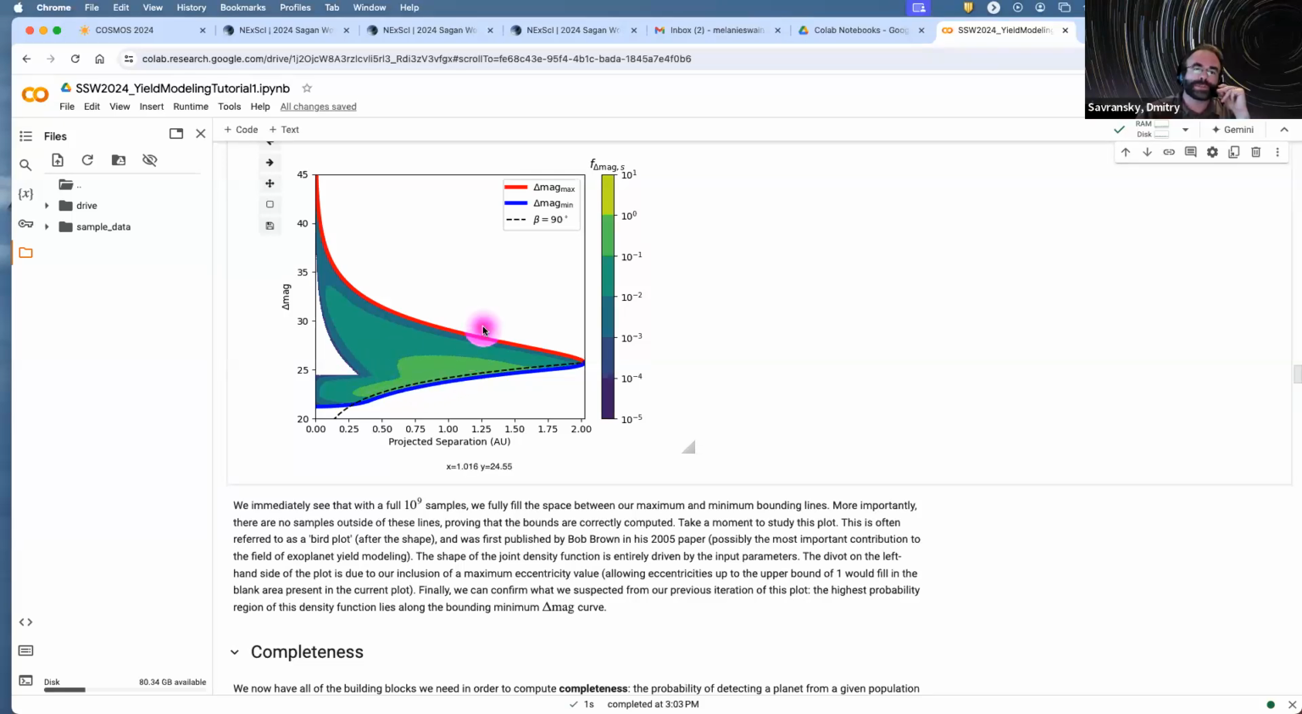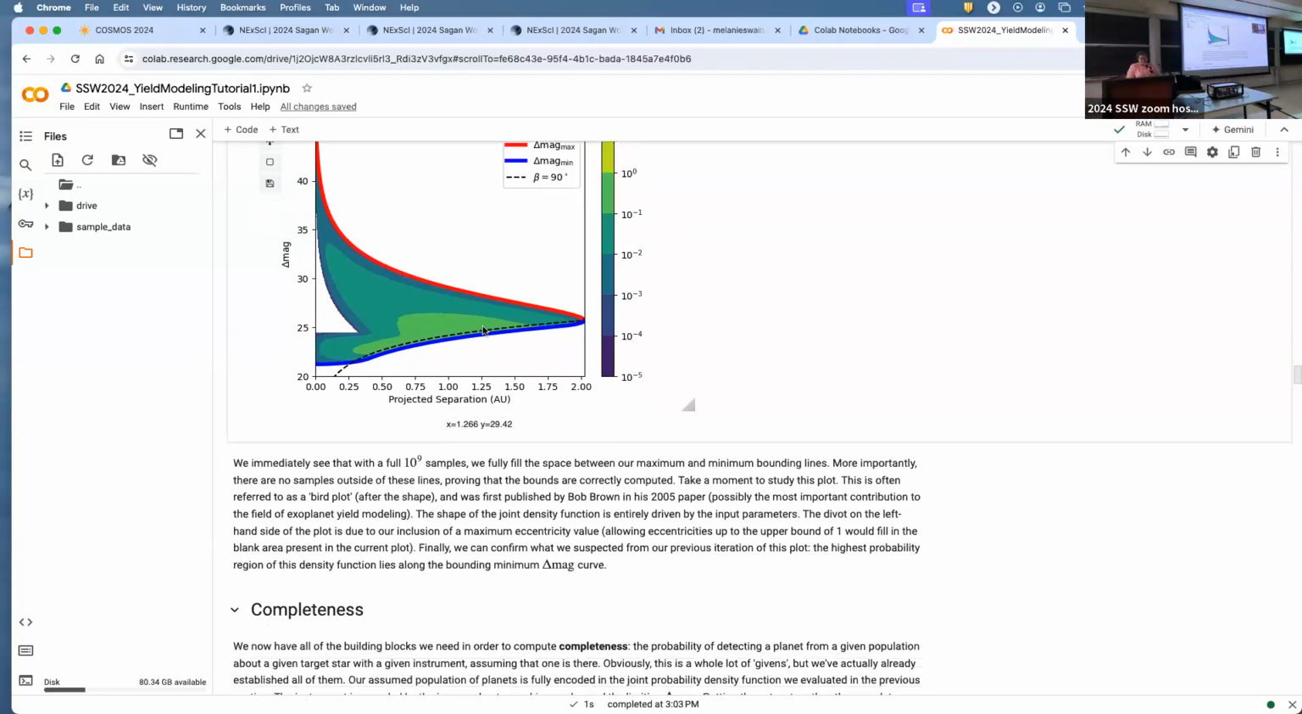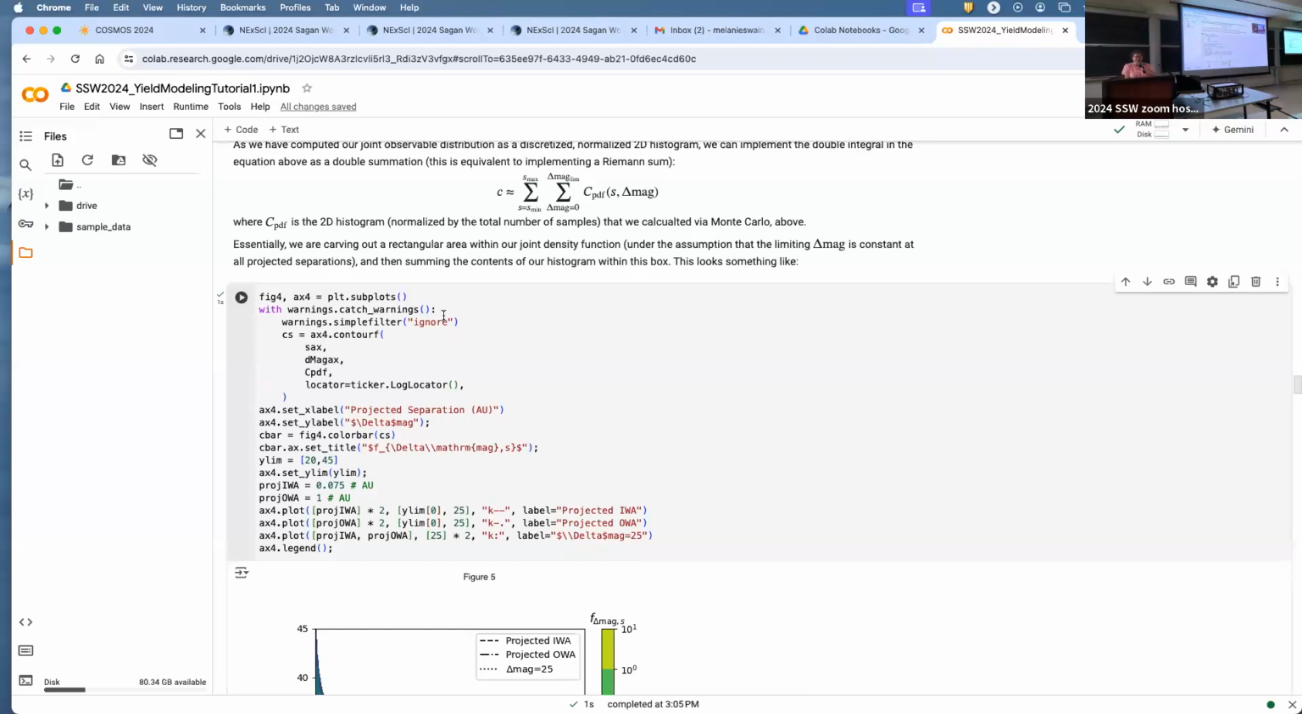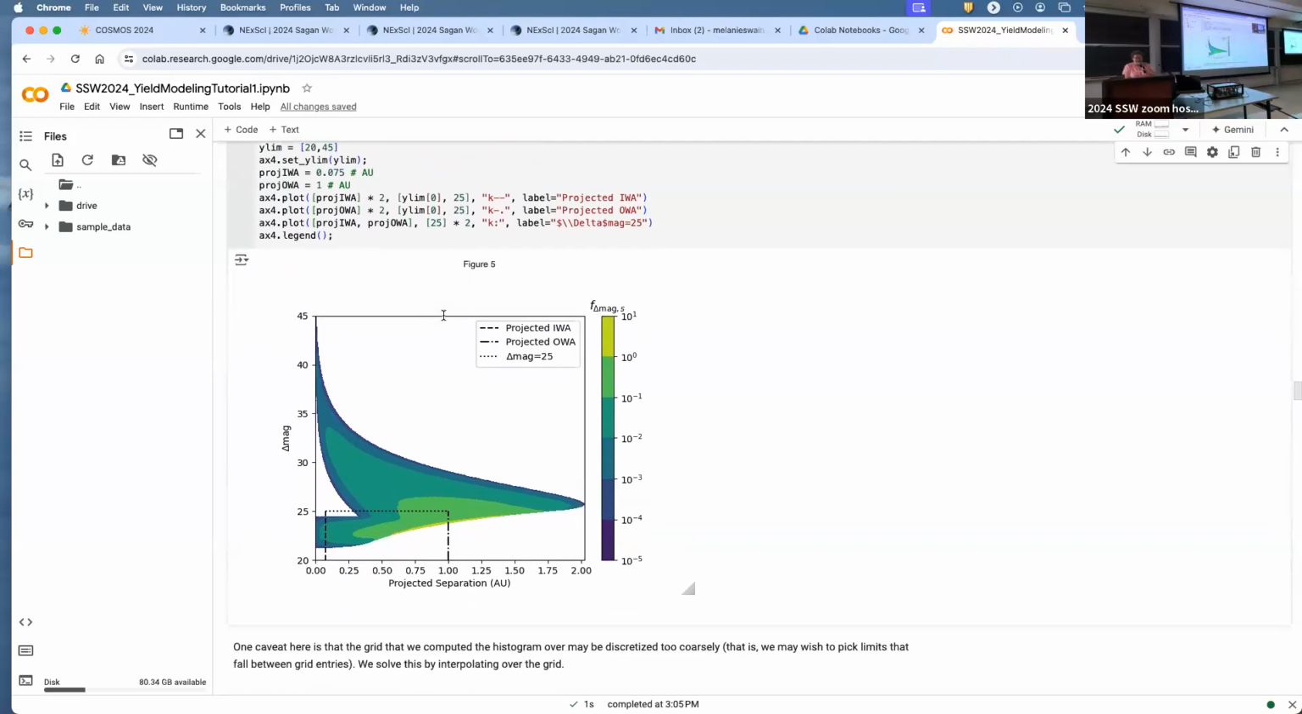Sorry, Rhonda, that's the next plot. If you can generate the next plot, it has the limits. Thank you very much, Dmitry. All right, so we can generate that in the next cell. Oh, yeah.